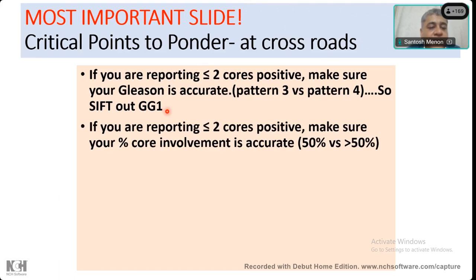Again, if you are reporting fewer than 2 cores positive, make sure you report the percentage of core involved. That's what Verma sir was saying, that it is only at the lower end of the spectrum. You have only 1 or 2 cores positive, it's a very low grade cancer, pattern 3 cancer, Gleason 6. That's when your percentage matters.